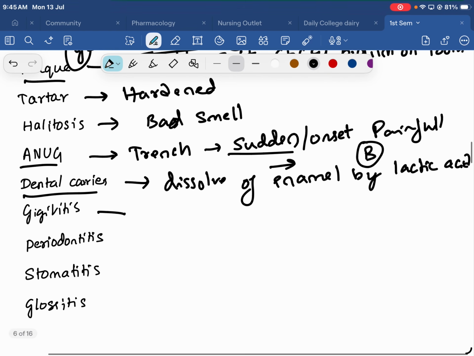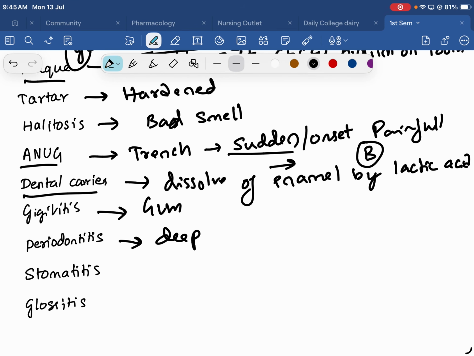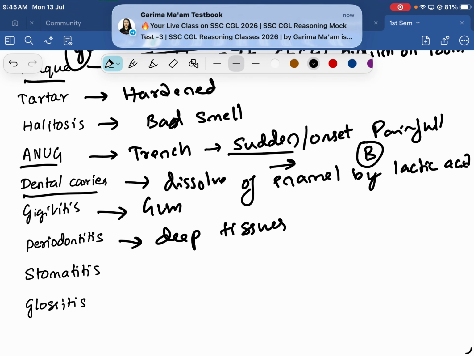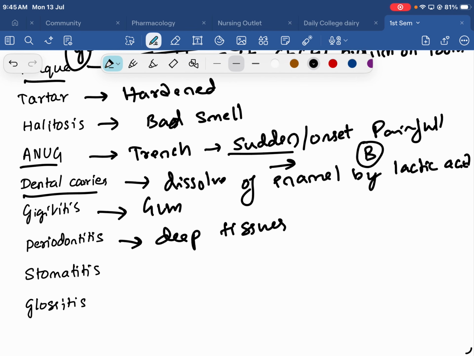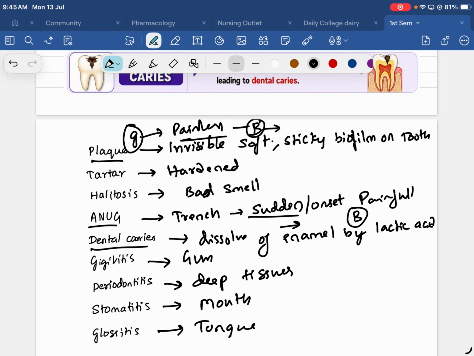Okay. Gingivitis means gum infection. Next, periodontitis means infection of the deeper tissues of the gums, of the root of the what? Root of the tooth. Okay. Next, stomatitis means mouth infection. Glossitis means what? Infection and inflammation of the tongue. I hope everyone understood this. If they ask two more questions, you have to write this.